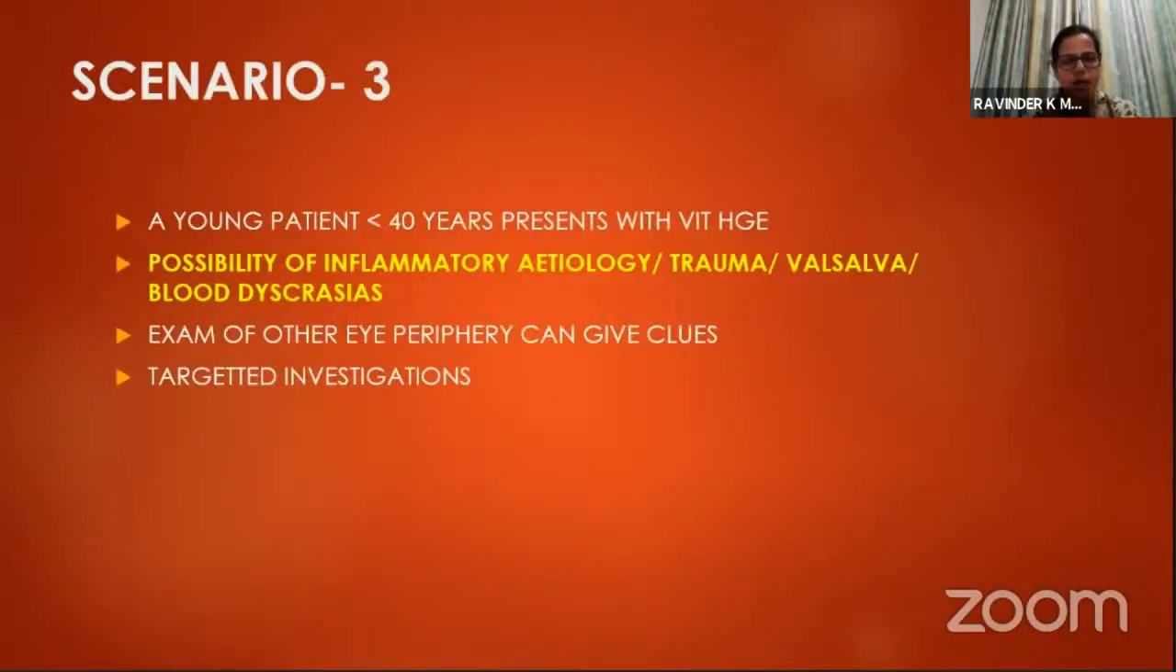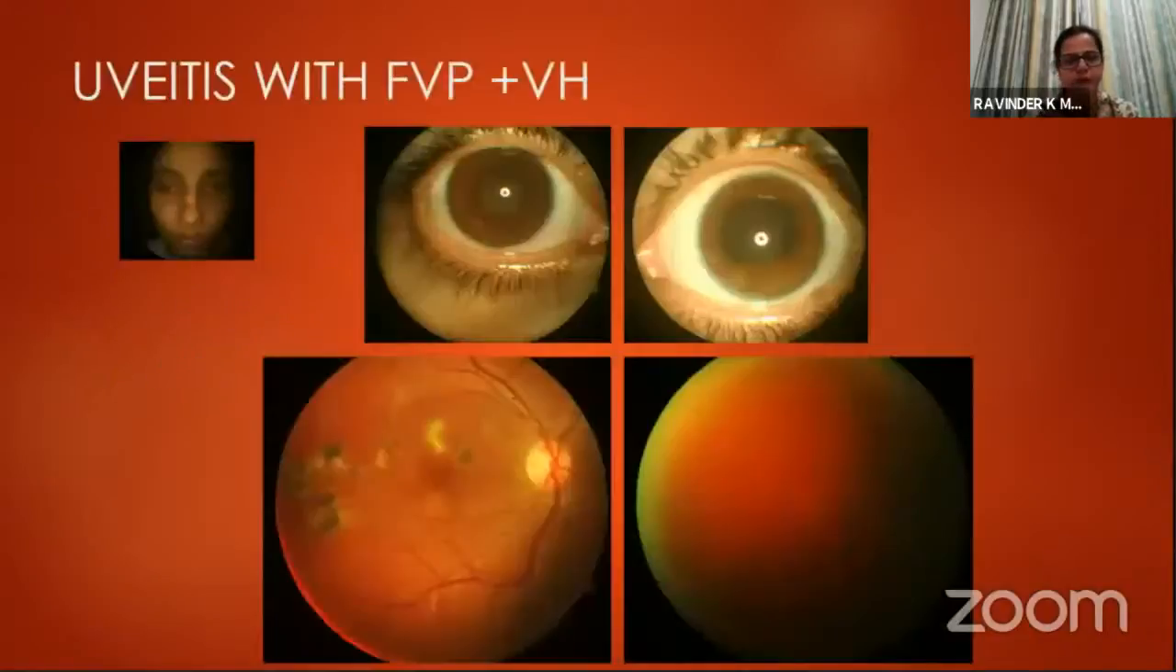This is the third scenario, like Dr. Mohit has discussed. A young patient coming with vitreous hemorrhage, and there is possibility of inflammatory etiology or trauma or Valsalva or any blood dyscrasias. So examination of the periphery is very important, and in such patients, after investigations, we can go ahead with vitrectomy if the patient is not improving, and then they need long-term treatment in the form of steroids or immunosuppression, and examination of the other eye is very important, and long-term follow-up is very, very important.